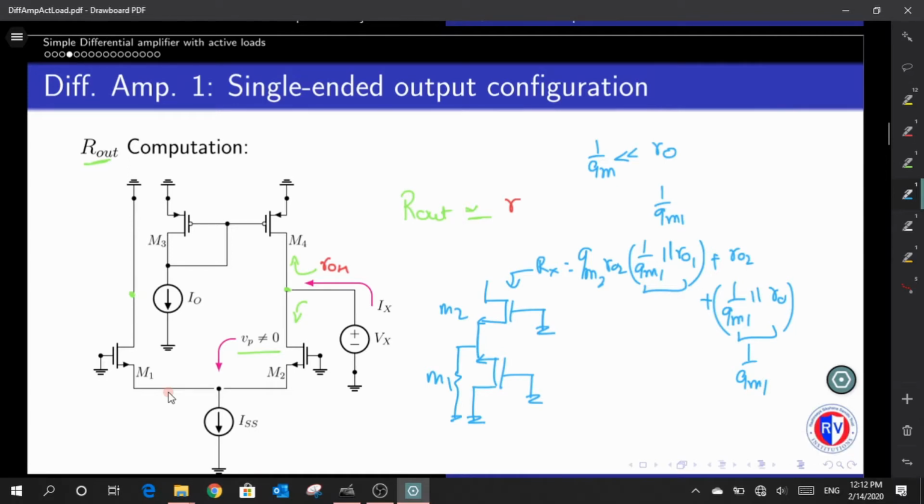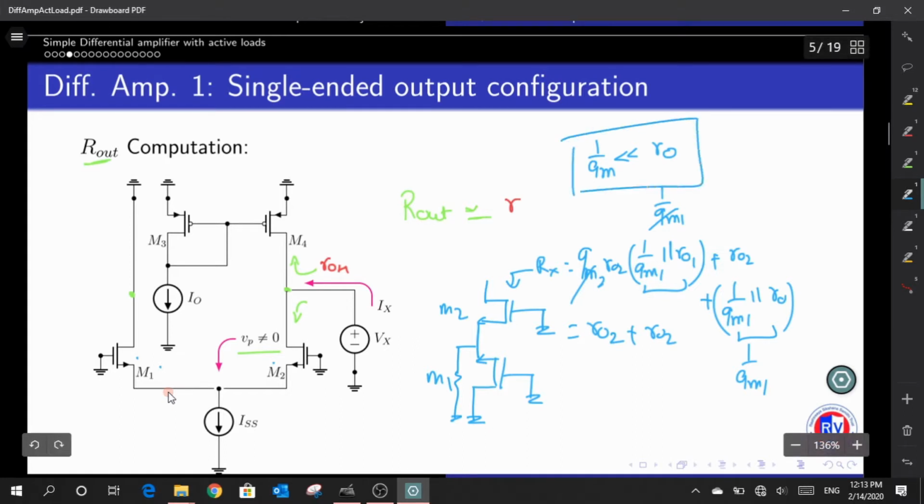Since both these transistors are the same, with the same W by L factor, the GM of M1 would be the same as the GM of M2, so I can directly cancel out these terms. Among the first term, I would get RO2, and there is one more term which is again RO2. But what about this 1 by GM? As I said, it is comparatively smaller than the value of RO, so I can neglect this quantity. The end result was twice the value of RO2, which is the result we got whenever we look through the drain of M2.